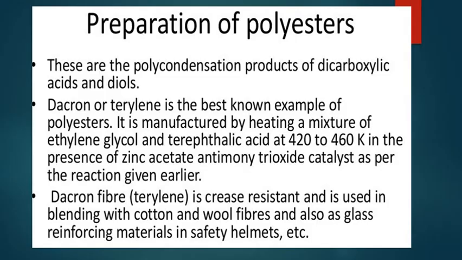Now preparation of polyesters. Polyester polymers have ester linkages joining the repeating units. Commercially, the important polyester fiber is terylene, also called Dacron. Dacron or terylene is the best known example of a polyester. It is manufactured by heating a mixture of ethylene glycol and terephthalic acid at 420 to 460 Kelvin in the presence of zinc acetate and antimony trioxide catalyst, as per the reaction.